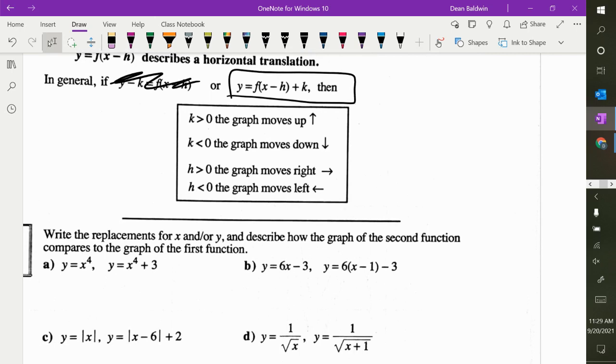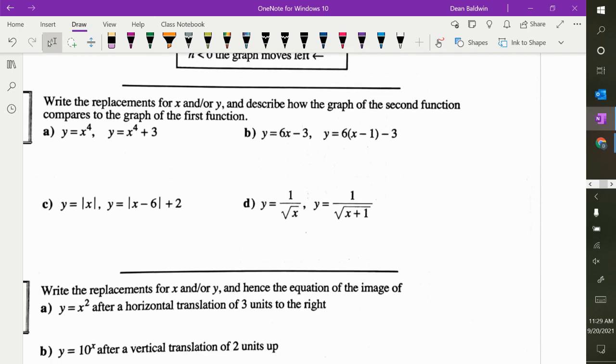Now we're going to start to apply it to specific functions. Okay, so you just have to tell me what we did here. We're going from x to the power of 4 to x to the power of 4 plus 3. Is that an h or a k value? K value. Because an h value would be in the brackets with x, okay? So this is a k. K is equal to plus 3, which means we went up 3 units.